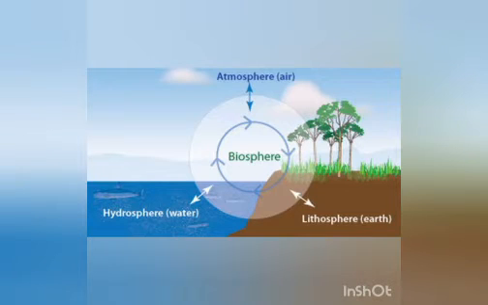Now let me tell you with the help of the diagram, in which all this is the biosphere, present in atmosphere, lithosphere and hydrosphere. Hydrosphere means in water, atmosphere in air, and lithosphere means on earth. In the atmosphere there is 78% nitrogen, 21% oxygen, and 1% other gases. And in the lithosphere, oxygen is present at 46.6%, silicon 27.7%, and aluminium 8.3%.